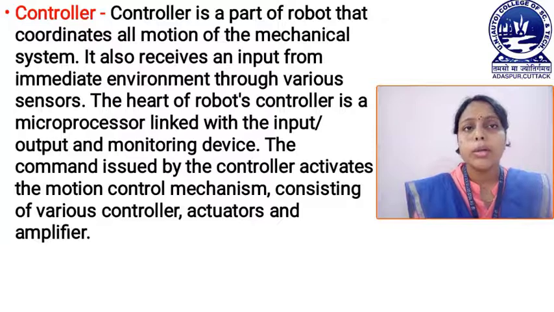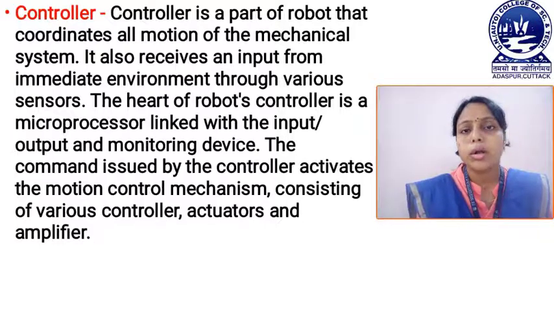Next one is the controller. Here controller is a part of robot that coordinates all motions of the mechanical system, and it also receives an input from immediate environment through various sensors. And the heart of the robot's controller is a microprocessor linked with the input, output and monitoring device. And the command issued by the controller activates the motion controller mechanism consisting of various controllers, actuators and amplifiers.